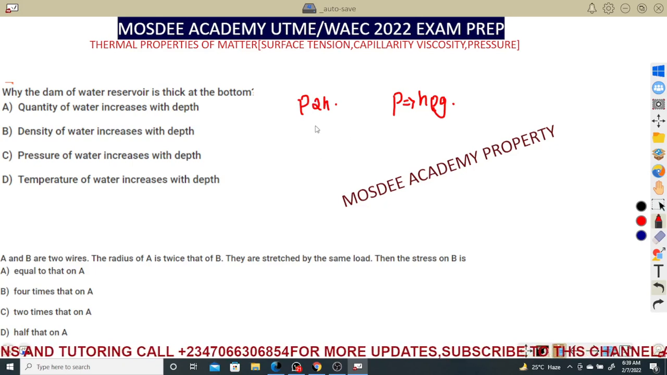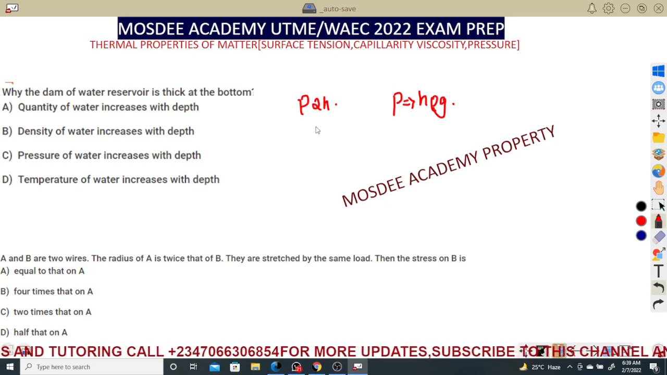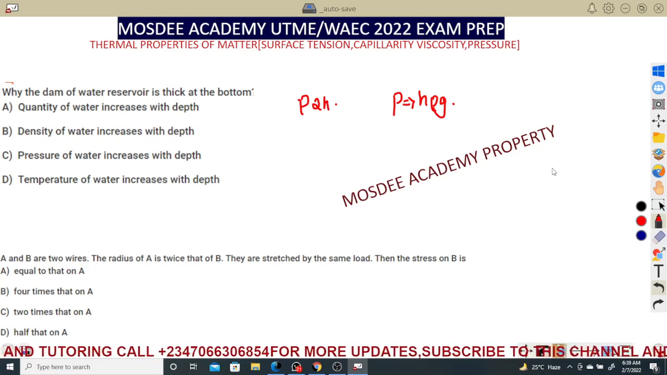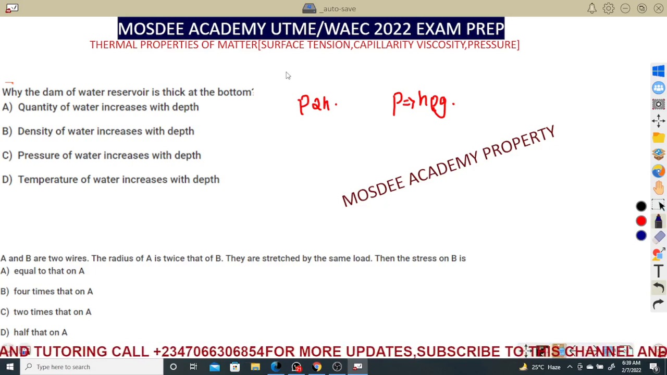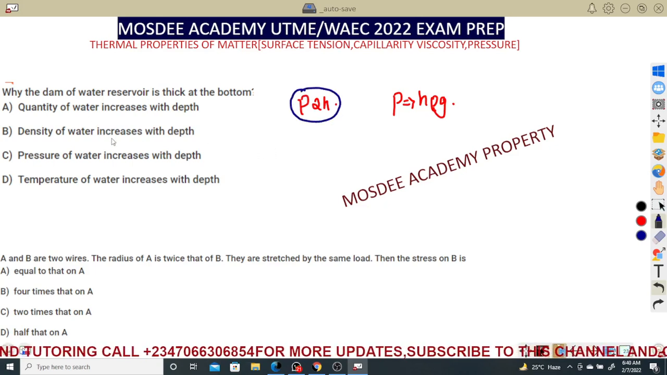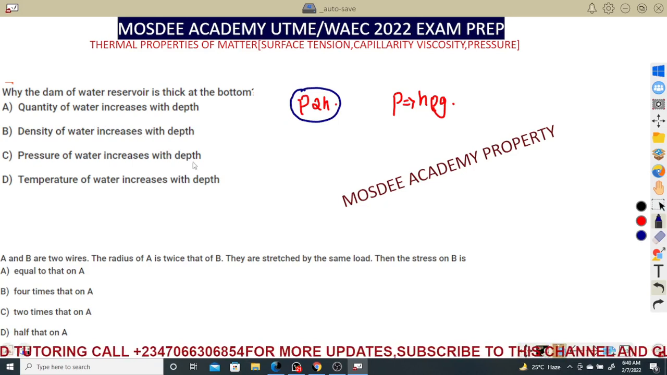So that is why it is always thick at the bottom. For water, they actually prefer a low cut opening of water. But for now, I think you guys know pressure is dependent on height, and that is just the reason why the dam reservoir is always thick at the bottom.